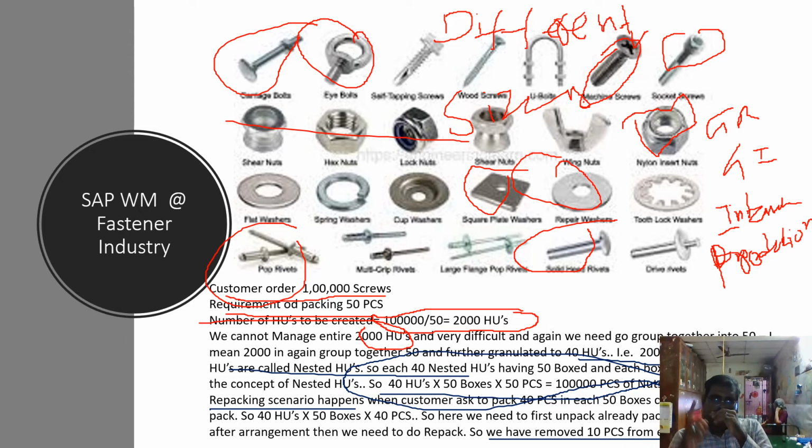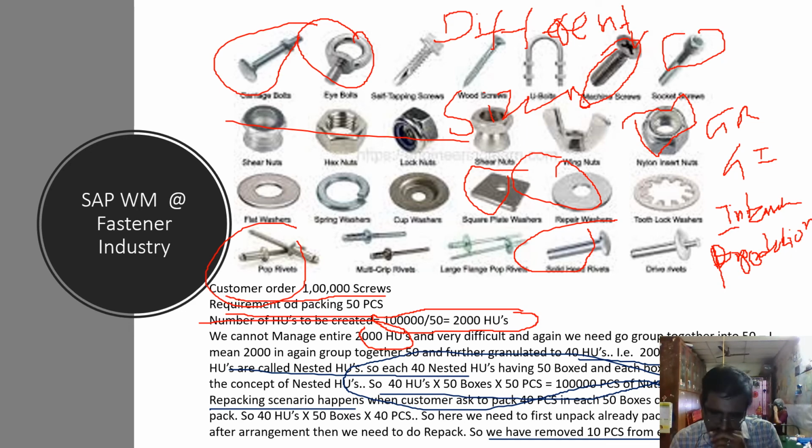Say they want 40 pieces in the box. In that case, we have to unpack each handling unit and take out 10 pieces. You need to remove 10 pieces from the HU and repack it again. This unpacking and packing process is called the repacking of HU. That is the important thing you need to consider in SAP WM. So this is very complex.